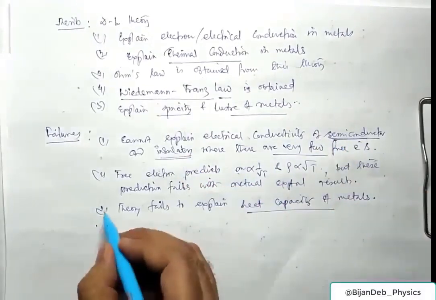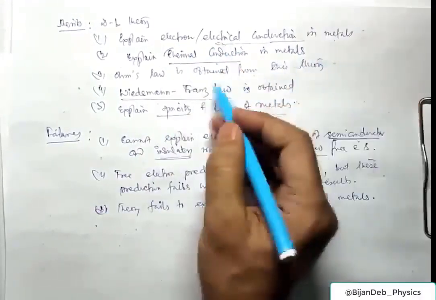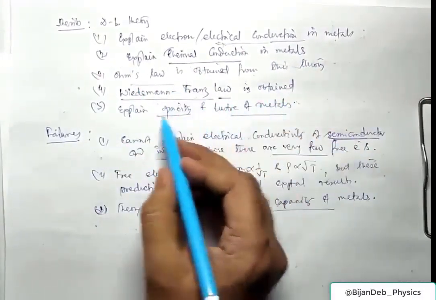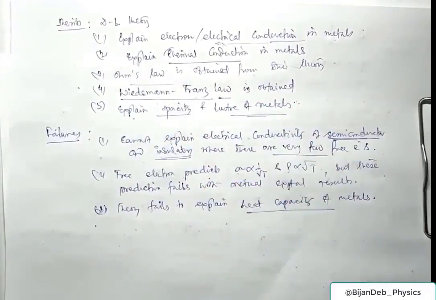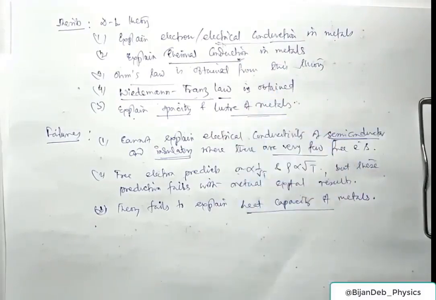So these are the few demerits you remember, and the merits are: it explains electrical conduction in metals, it explains thermal conduction also, Ohm's law can be obtained, Wiedemann-Franz law is also obtained, and opacity and luster of metals can be explained. From this part, you revise this free electron theory: mainly the assumptions, a few results, and the demerits. In the next lecture we will be discussing thermal conduction, with some direct formulas. Here also we will use kinetic theory, write the direct formula, and from this derive very important results which may be asked in the exam.